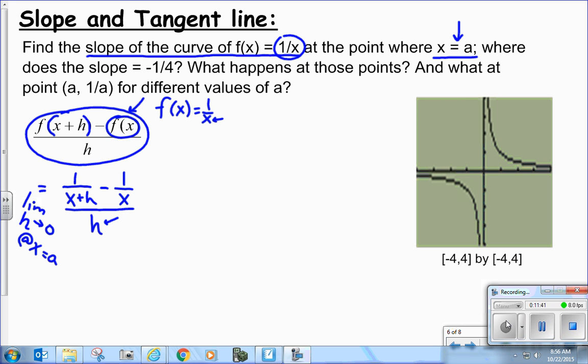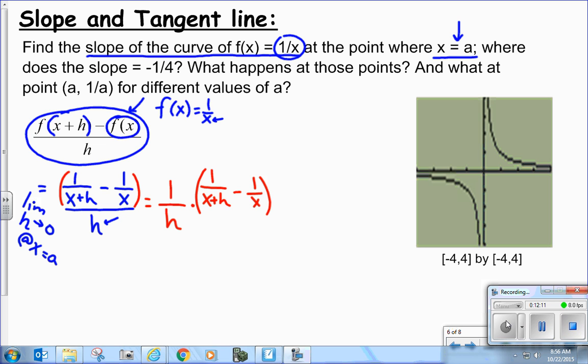The first thing I'm going to do is I'm going to break this up, all right? Meaning, I'm going to take the numerator and break it up and multiply it by 1 over the denominator. That means I'm going to take 1 over h and multiply it by 1 over x plus h minus 1 over x. Because if I do that, technically this is over 1, right? I can do that. That's fine.